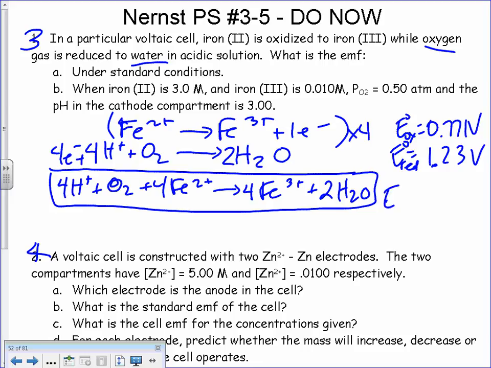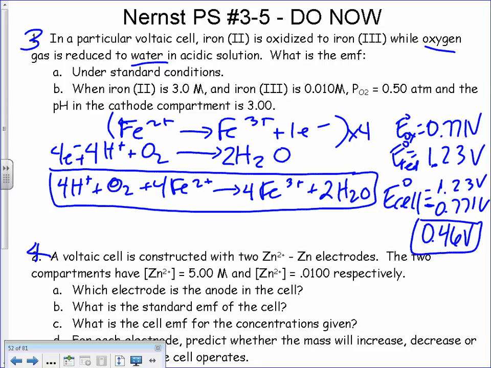So E cell standard is 1.23 volts minus 0.771 volts. And you should be able to do some of this math in your head, specifically the subtraction, because on the multiple choice you may not have the option for a calculator. So work that out without a calculator. What is it? 0.46. So E cell is 0.46 volts.